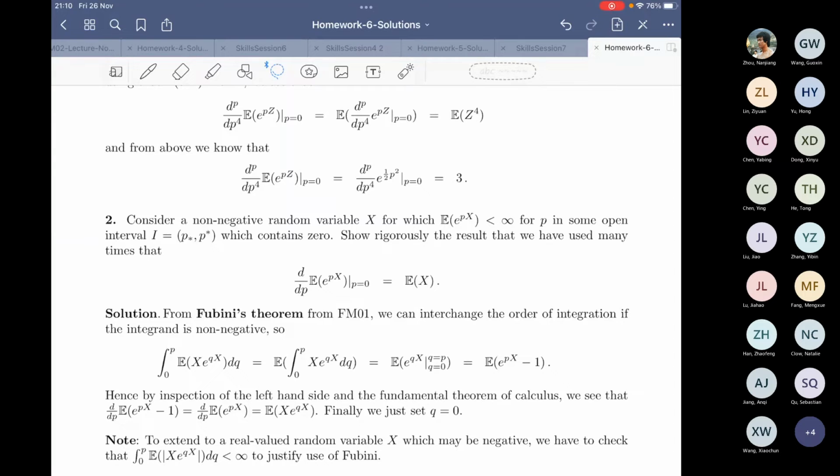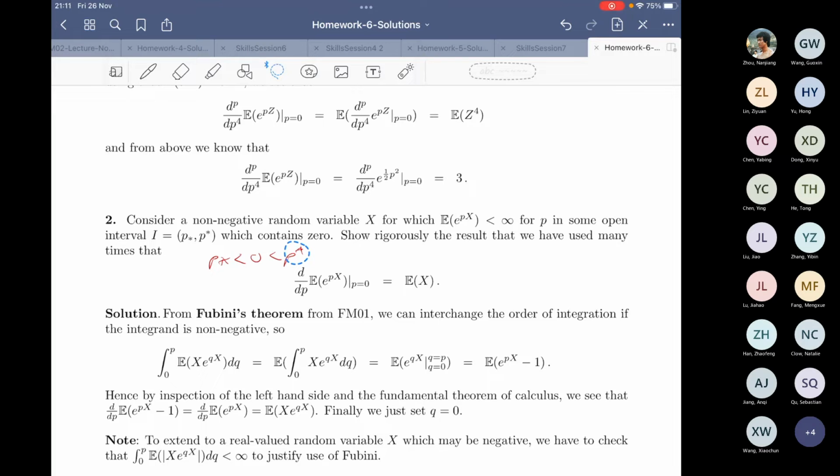It says, consider a non-negative random variable X for which the expectation of e to the pX is less than infinity for p in some open interval, p understar to p star. This is often the case for random variables. Here p understar is less than 0, which is less than p star. You can think of p understar and p star as critical moments, if you like. And then it's a result to show rigorously that we've used many times.